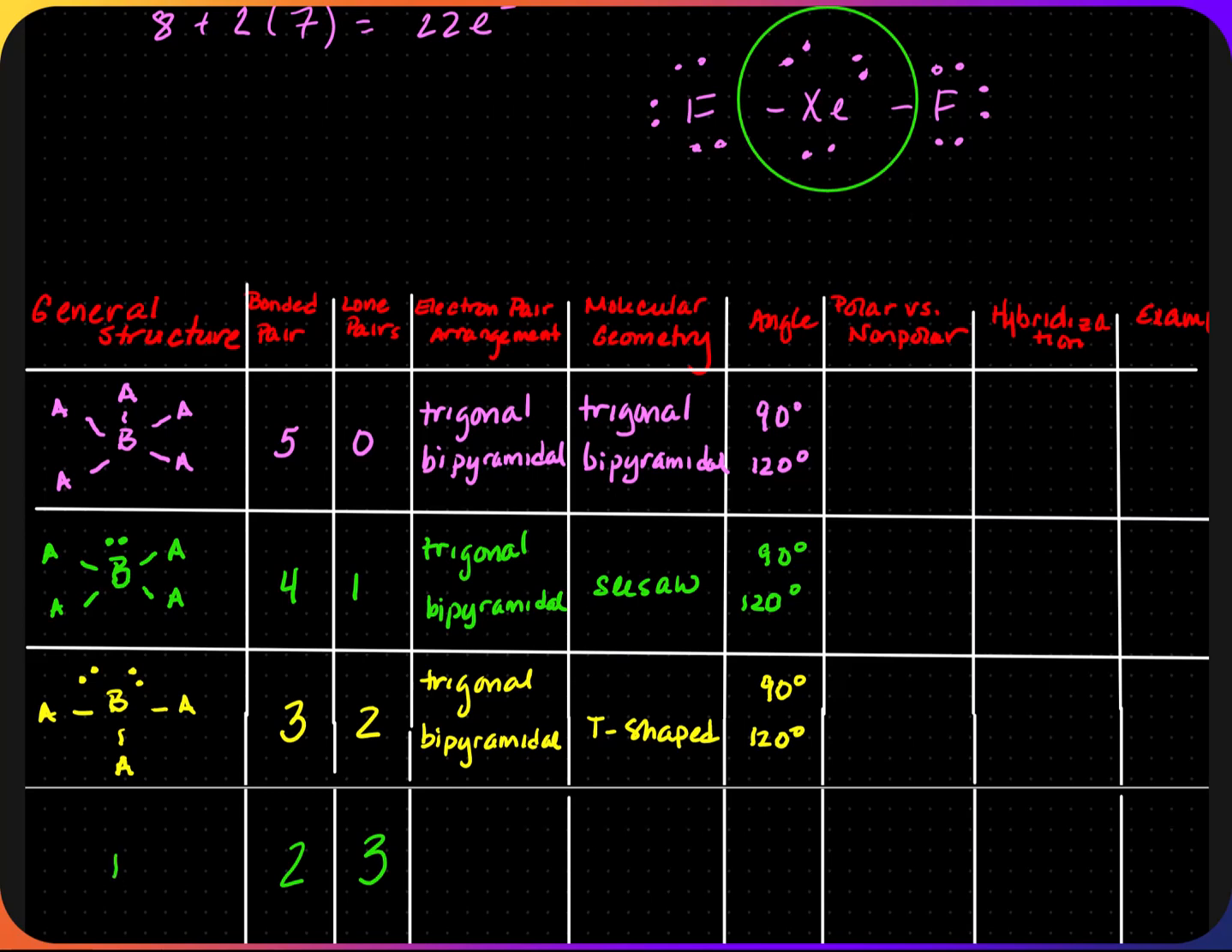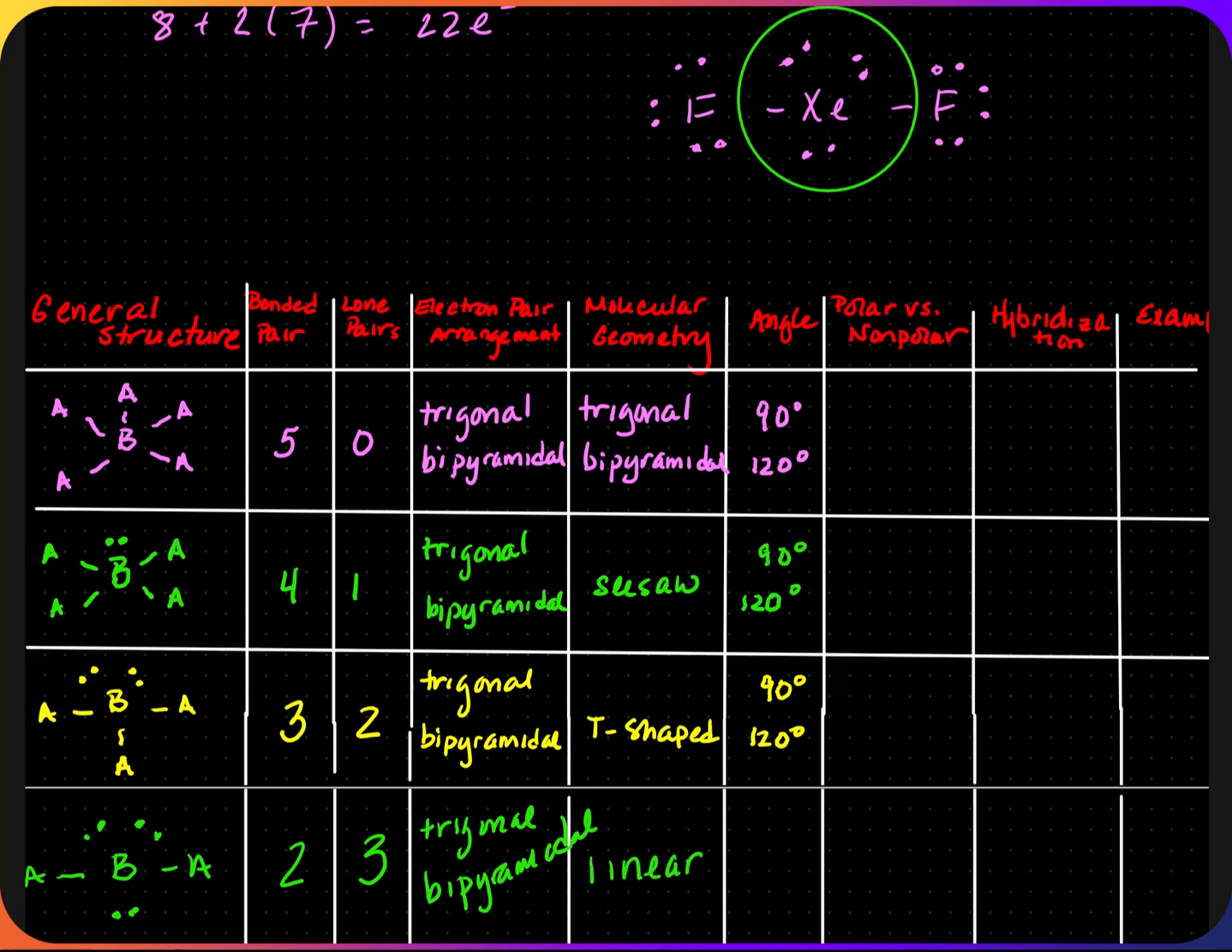The general structure with the central atom B will look like this. 3 lone pairs. They're going to be arranged in a triangle. They are in the same plane. And then we have the elements on the outside. 2 plus 3 is 5. So this is also trigonal bipyramidal for the electron pair arrangement. However, it has lone pairs, 3 of them. And if you look at the elements that are bonded to the central atom, they form a line.